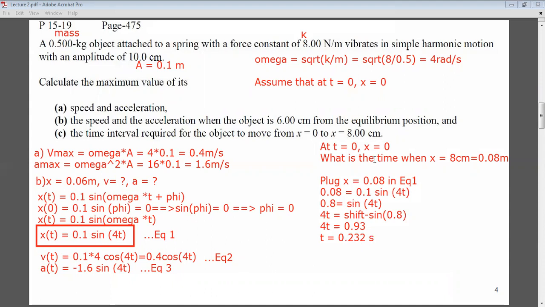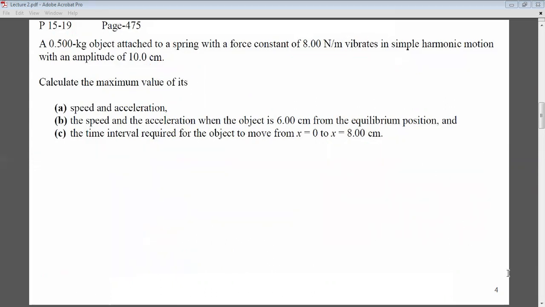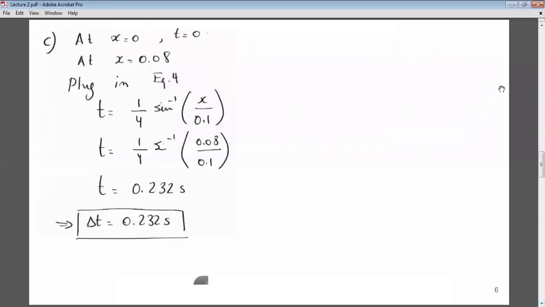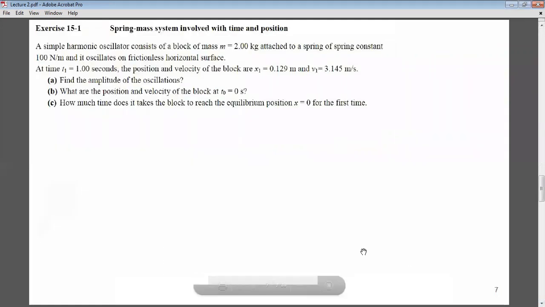Okay, let's continue. Another exercise. Okay. Here's the solution. Another exercise.